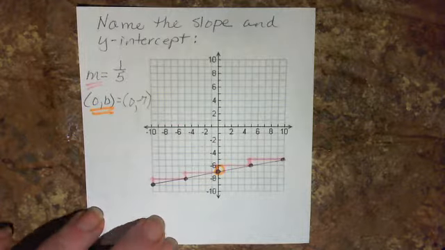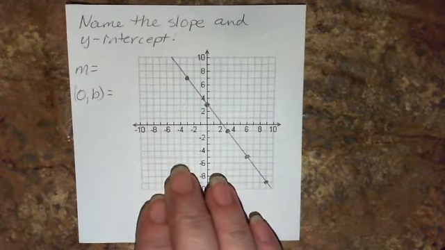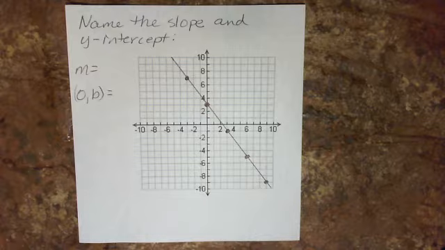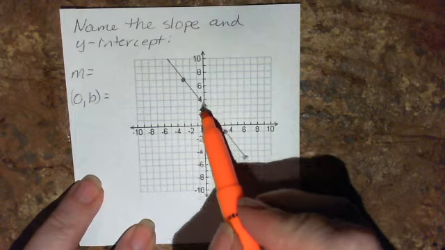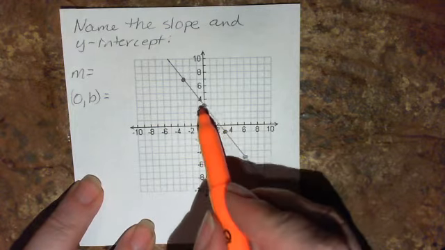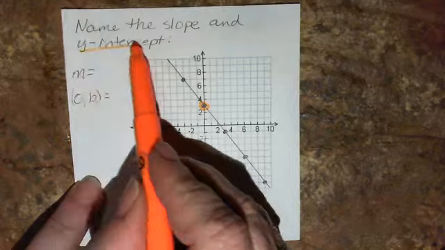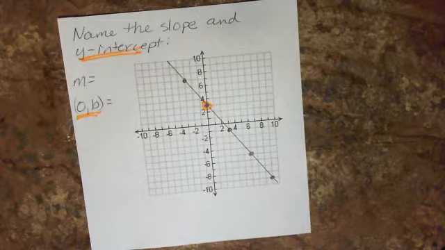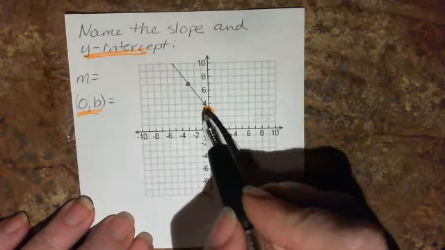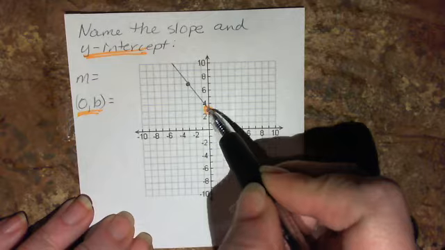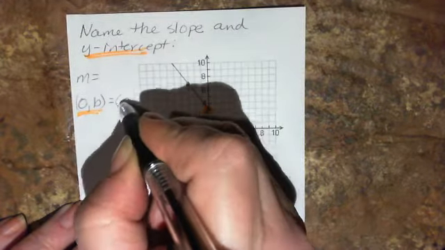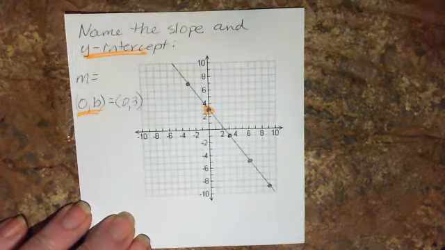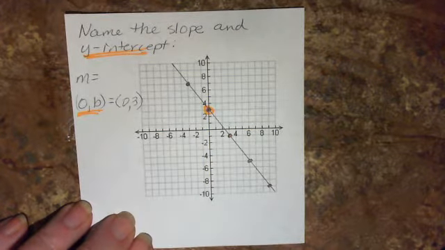Okay, let's look at that again from the same perspective but a different graph. Let's name the slope and the y-intercept of this line. Let's look at the y-intercept first. Again, this is the point where our line crosses the y-axis. That's this point here. When we name that point, remember the y-intercept has a 0 x value, so what's the y value? 3. So our y-intercept is (0, 3).